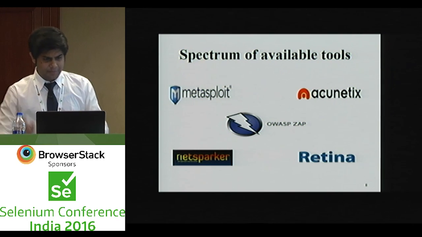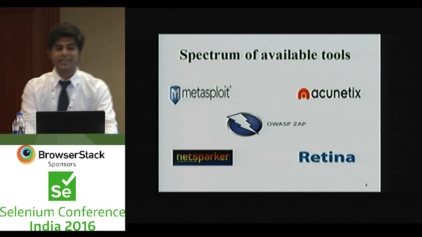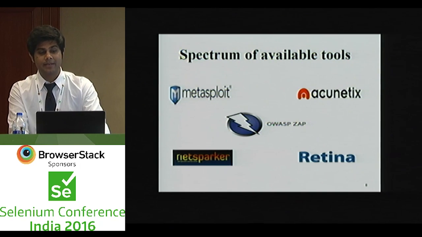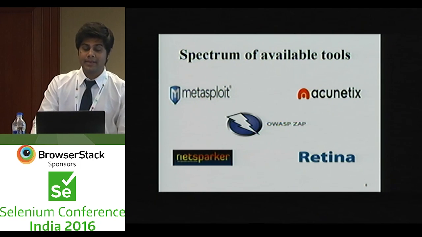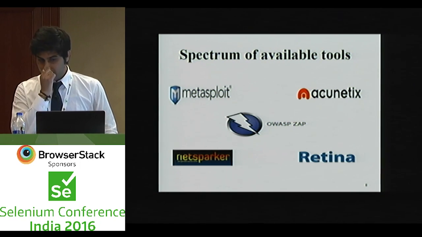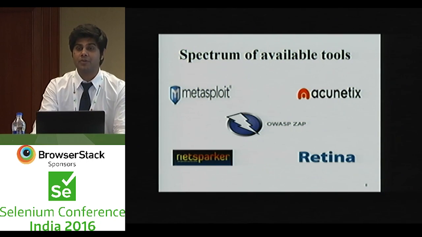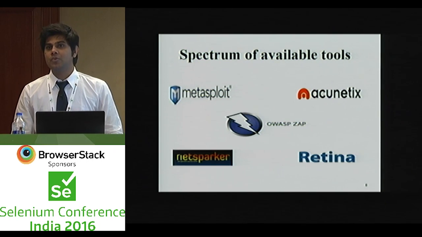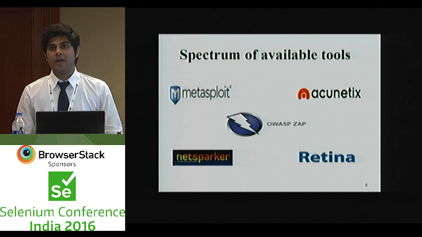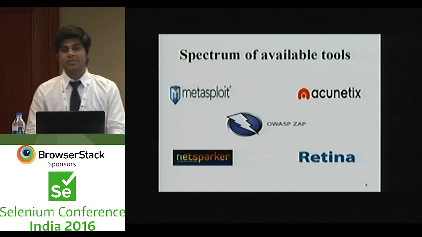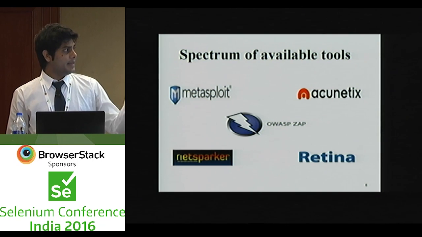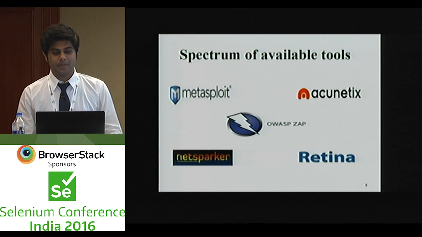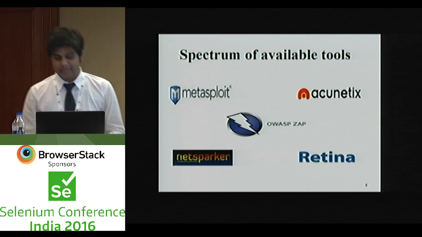So these are some famous tools: Metasploit, Equinetics, NetSparker, Retina. But the common thing about these tools is that they are paid, and the license cost is very high for these tools. And also, they do not provide any API, so you cannot write a program or integrate these tools in your framework or programs. But there is a tool in the middle, OWASP ZAP, Open Web Application Security Project Zed Attack Proxy.